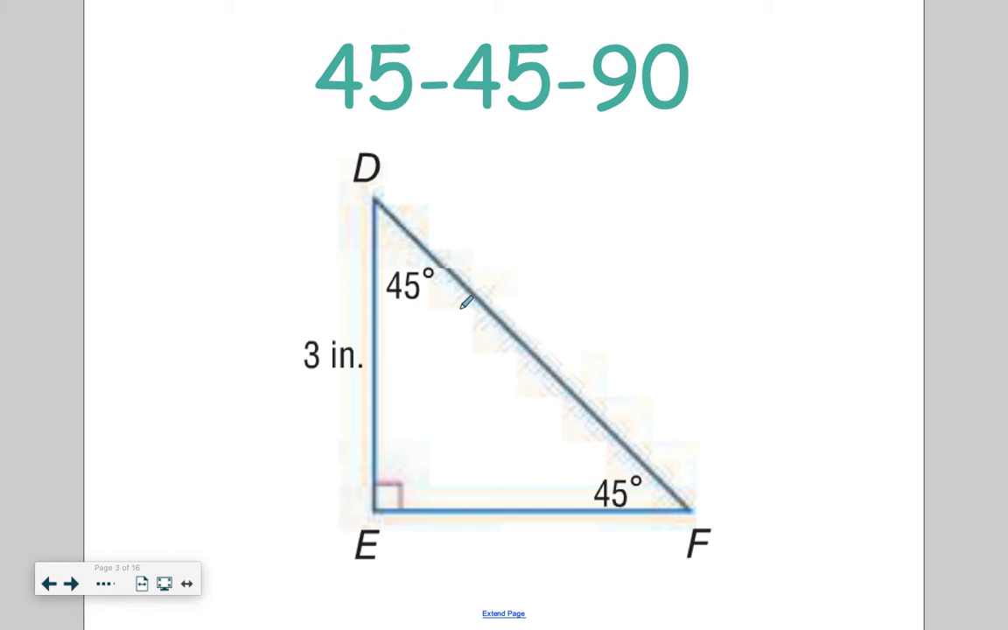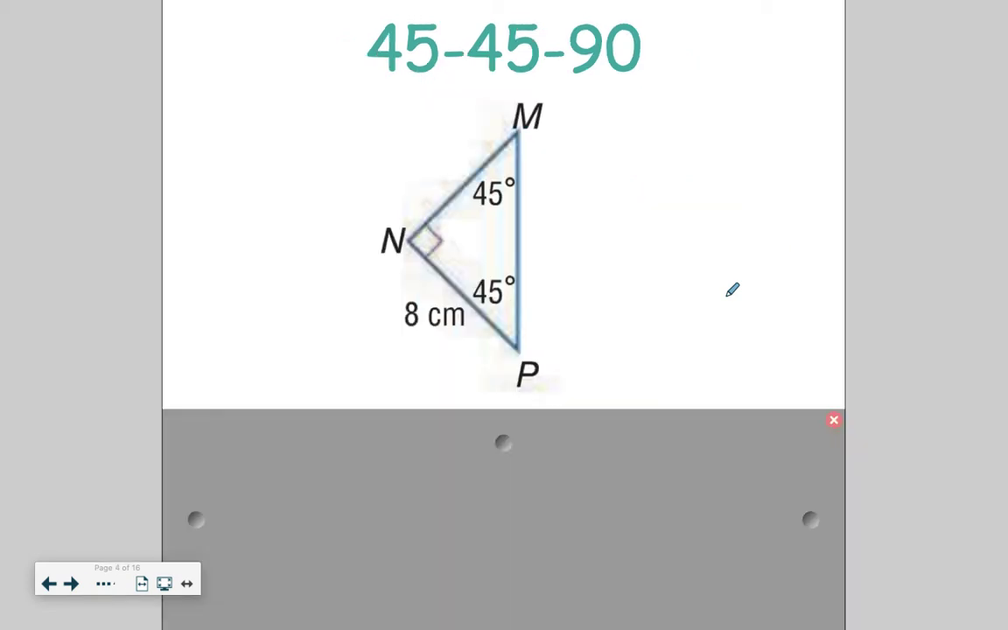So for this example, we're looking at DEF, which is a 45-45-90 triangle, and we have that one of the legs is 3 inches. So we're looking for this other leg and the hypotenuse. So we know that the legs of 45-45-90 triangles are congruent, so that means that side EF is also equal to 3 inches because it is the other leg of the triangle. Then side DF, which is the hypotenuse, is going to be 3 times the square root of 2 inches long. So writing it in that exact answer form. Go ahead and try this one on your own.